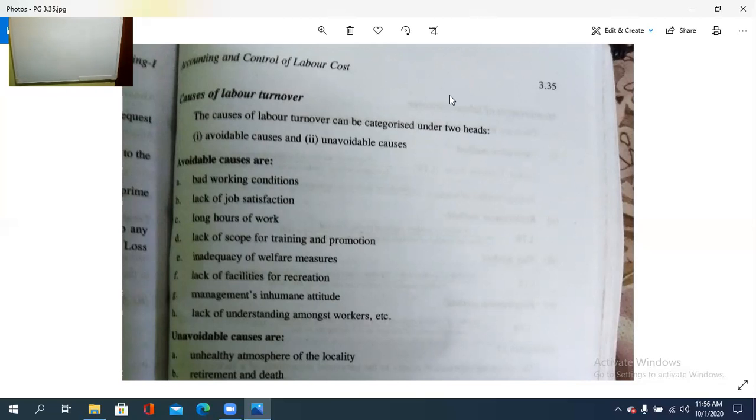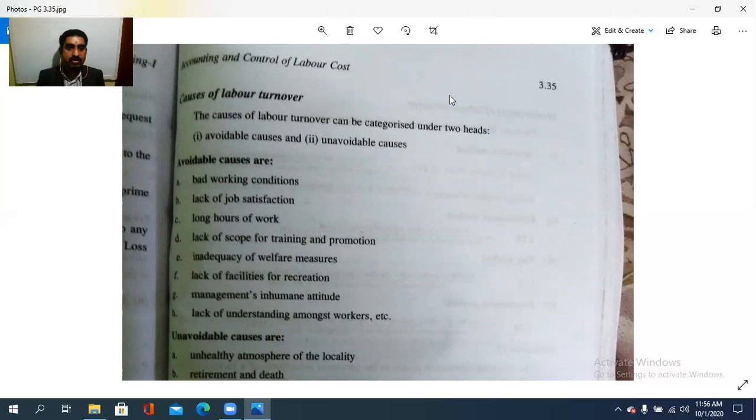Like working condition, that can be made good. Job satisfaction, the shortfall can be increased, for example by promoting higher salary or showing bonus, and trying to retain them that way. Then long hours of work can be reduced. Lack of scope for training and promotion: if they feel there is no training or promotion, they may leave. So they need to increase the training prospects as well as the promotion aspects. Then welfare measures should be adequate. Otherwise, if inadequate, they leave the organization.